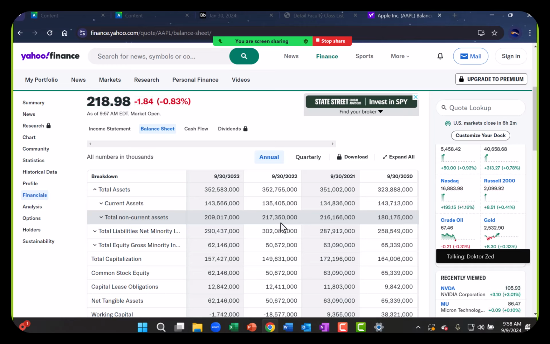Why? At the end of September 2023, I had $217 billion worth of fixed assets. But during that 1 year until the end of September 23, there's going to be some depreciation. I haven't done anything new, but that depreciation alone is going to take my net fixed assets down. So to figure out how much I spent, I need to add that back up. And we can figure that out from the cash flow statements.